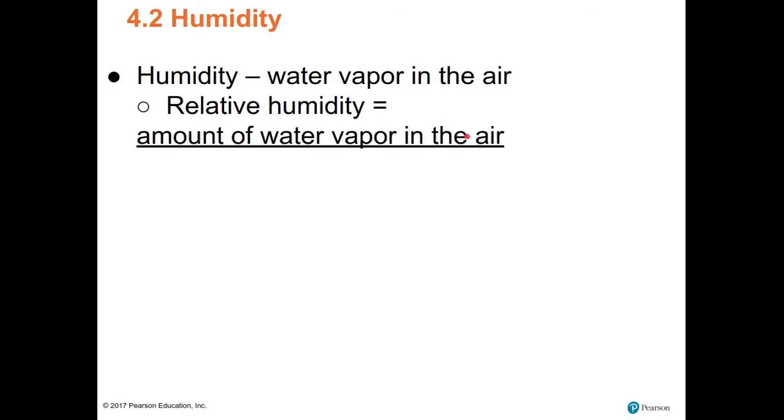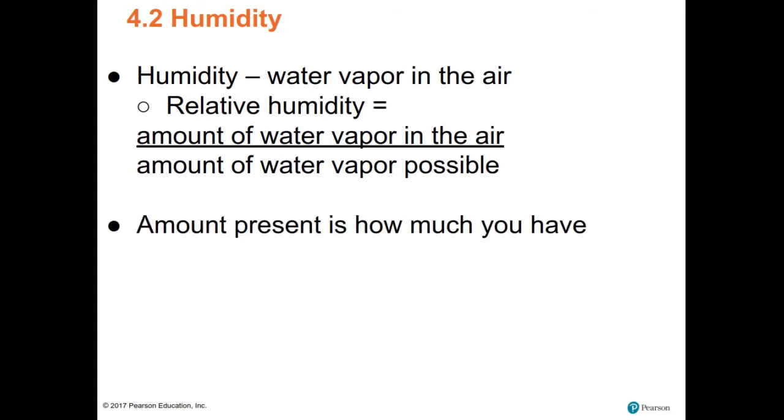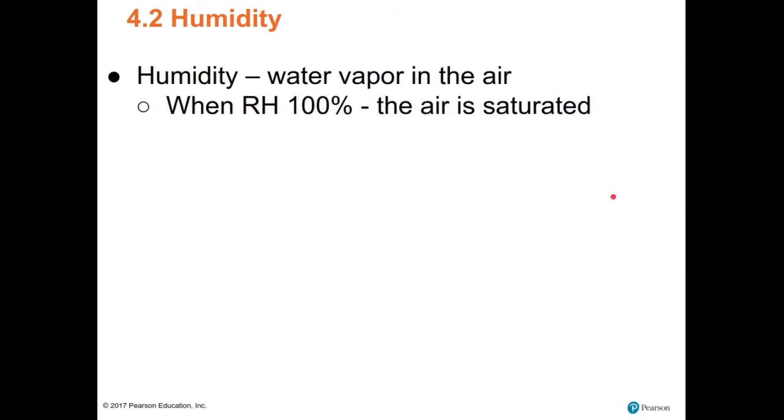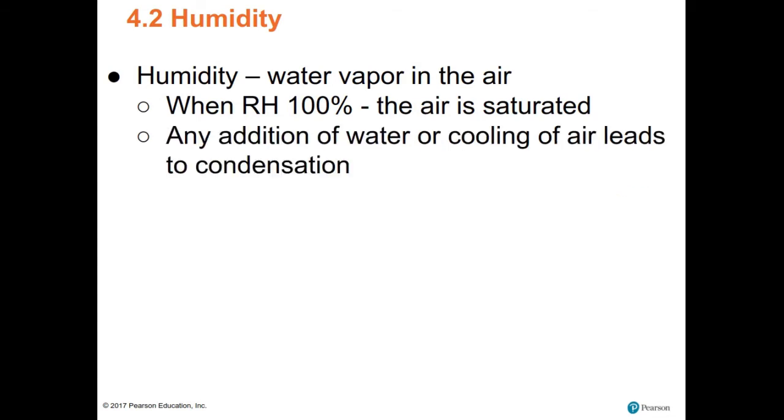Relative humidity is the amount of water vapor that is present divided by the amount of water vapor that you could have at that temperature. The amount present is how much you have. For most of the problems that we're going to do, that's going to be grams of water vapor per kilogram of air, which is specific humidity, divided by the amount possible, the maximum specific humidity, which is just a function of temperature. When the relative humidity is 100%, we say the air is saturated. If you add water or cool the air, you're going to get condensation.